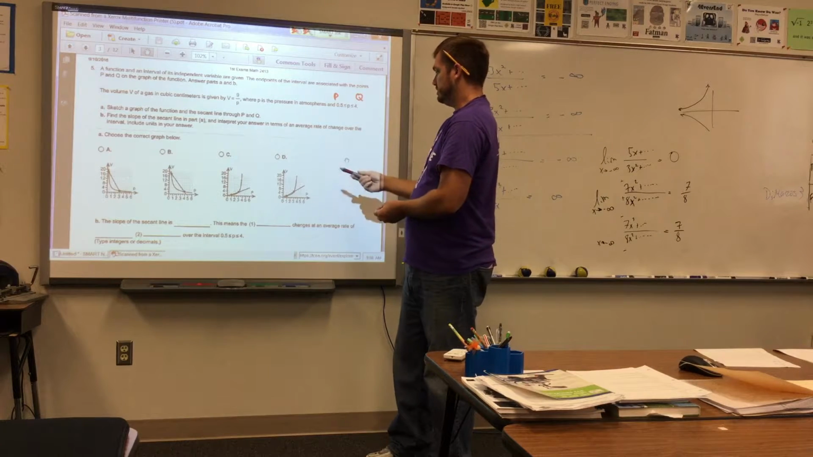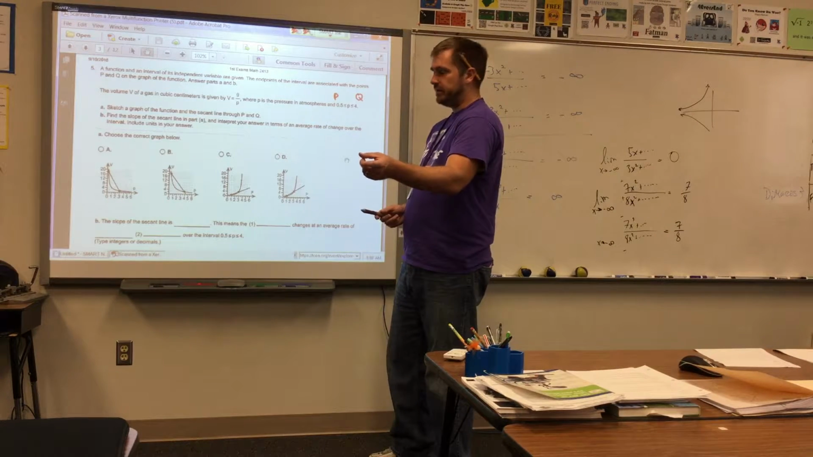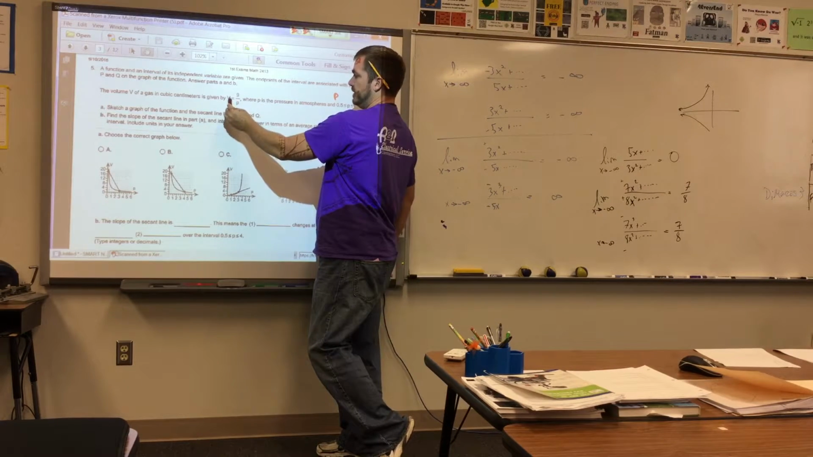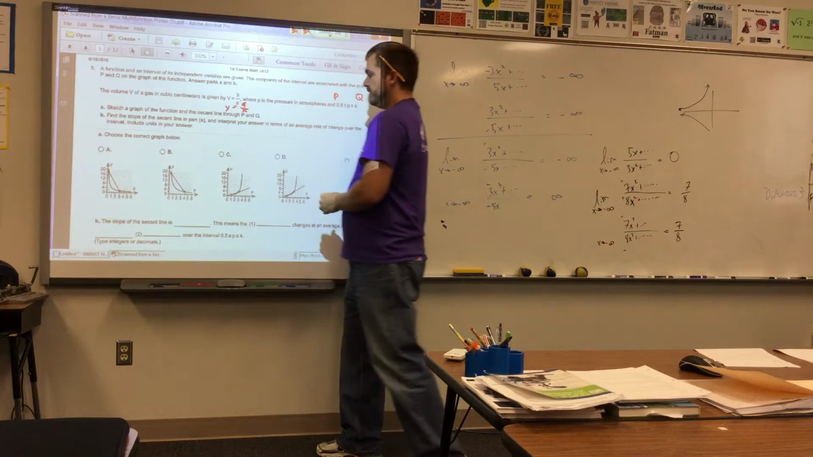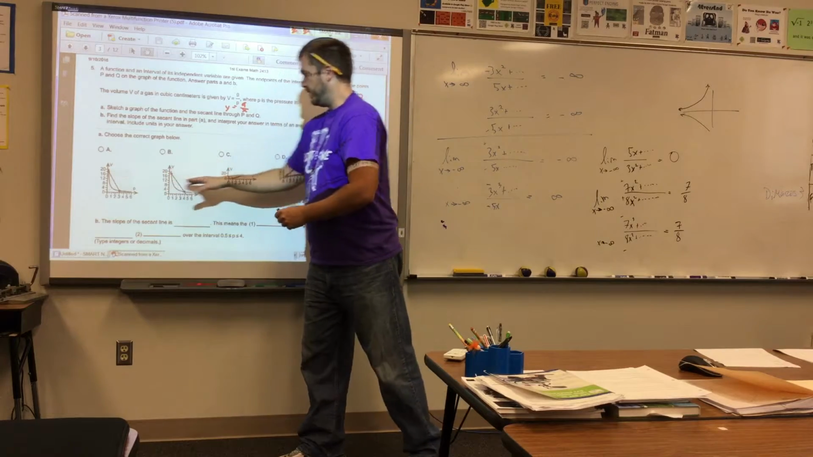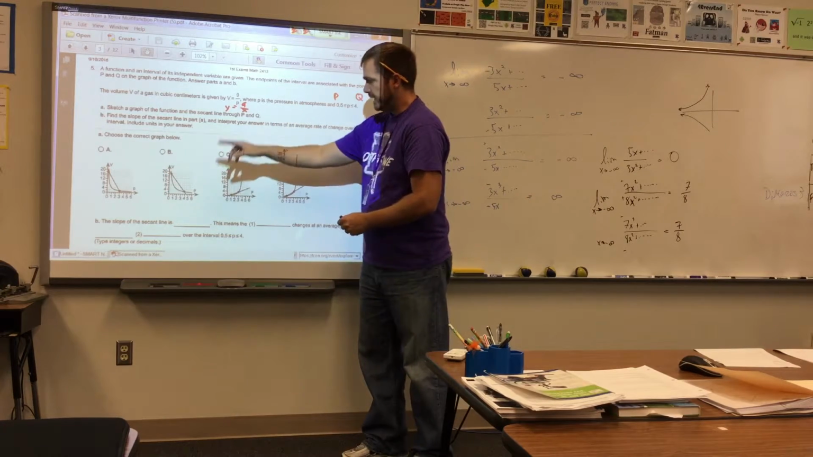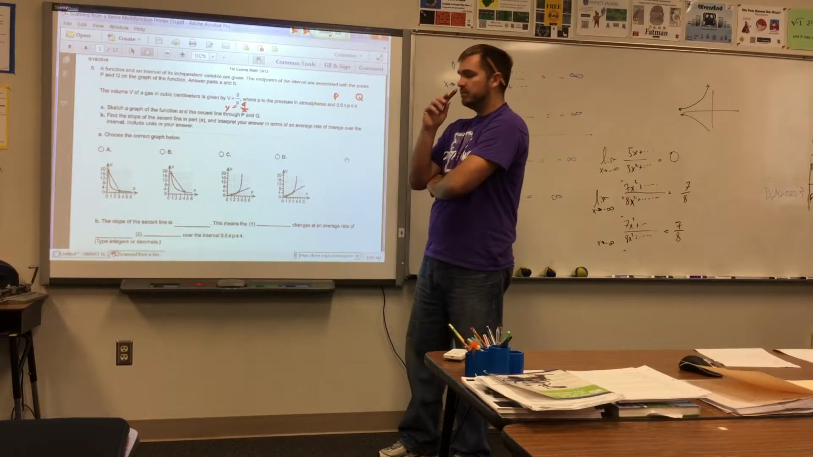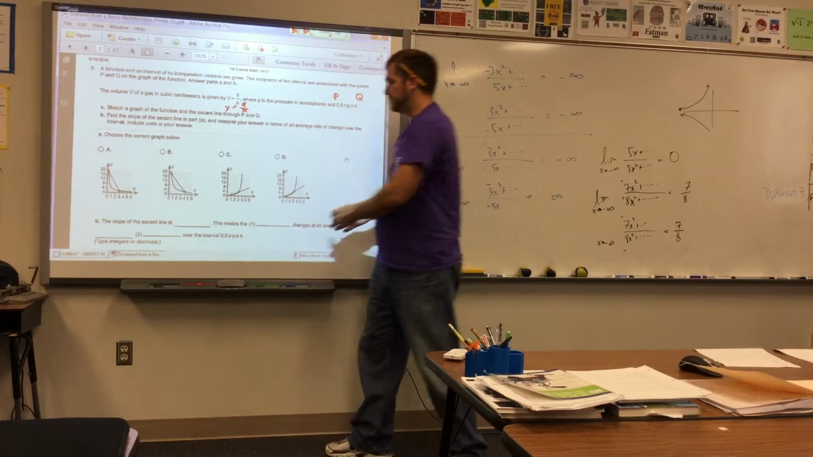Sketch a graph of the function and the secant line through P and Q. Okay, well, that's going to be real quick. You guys have a calculator? Let's go ahead and graph this. It says V equals 9 over P, so that's just going to be Y equals 9 over X. That'll tell us real quick whether my graph is going to look like A and B or like C and D. It looks like A and B. I agree.